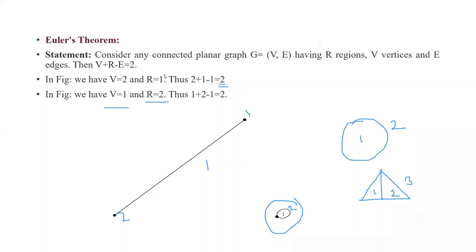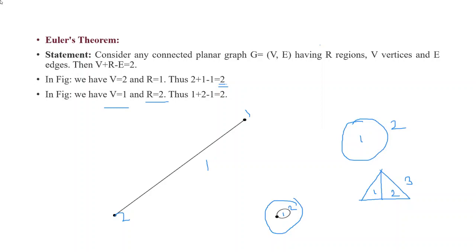So this is Euler's theorem, that is V plus R minus E equals 2. When you have to find the edges, E is equal to V plus R minus 2 also. As V is the number of vertices, 2 plus 1, that is 3. 3 minus 2, that is 1.